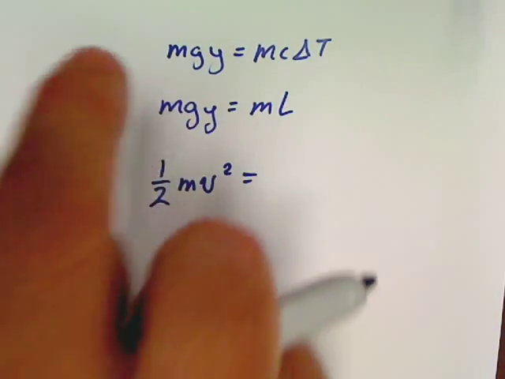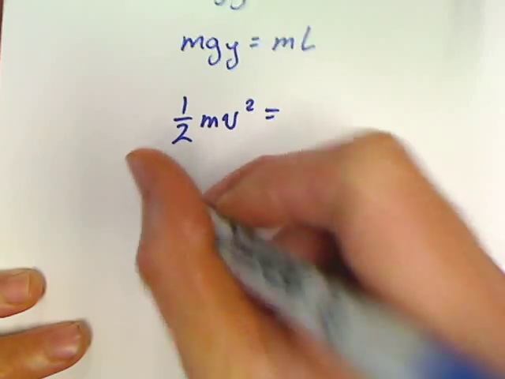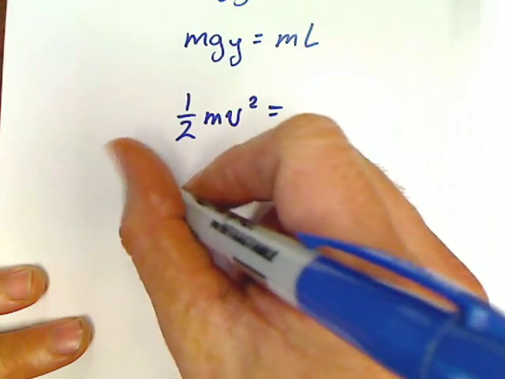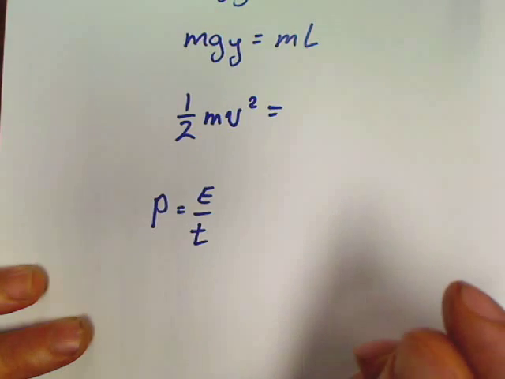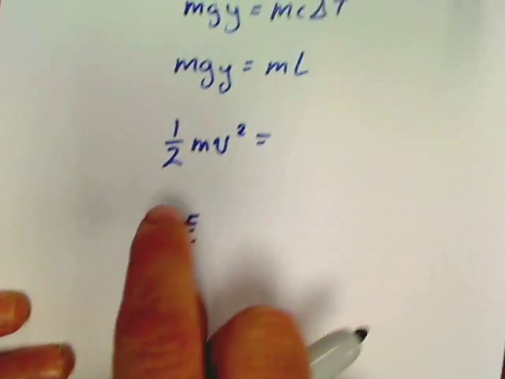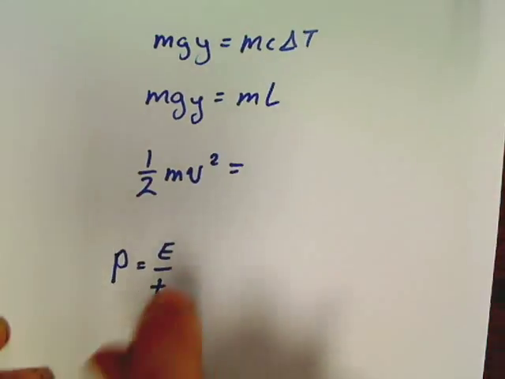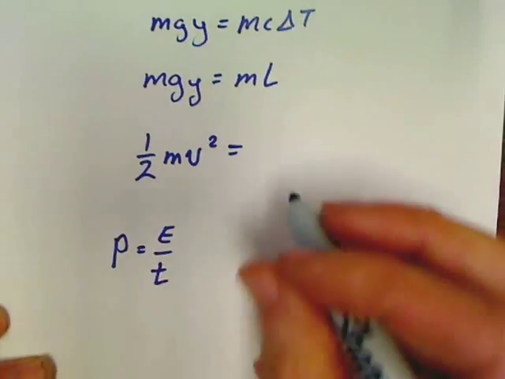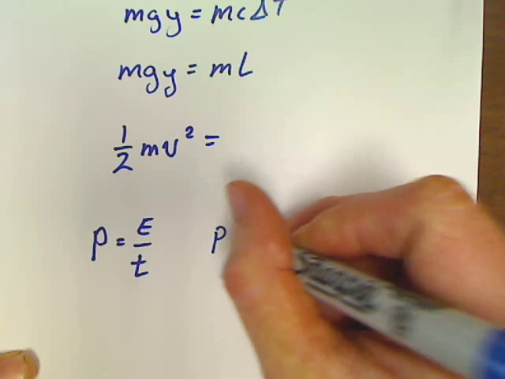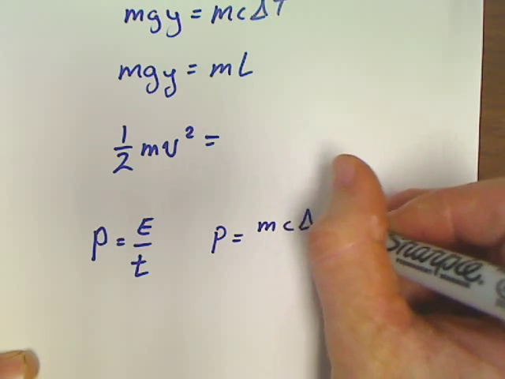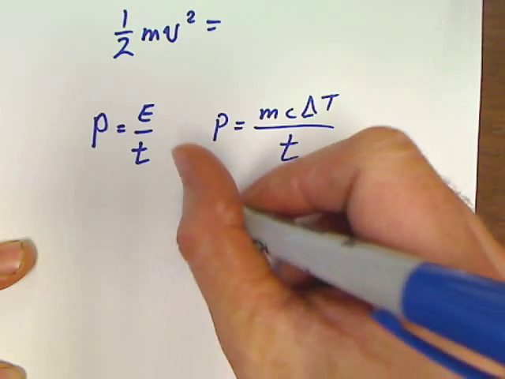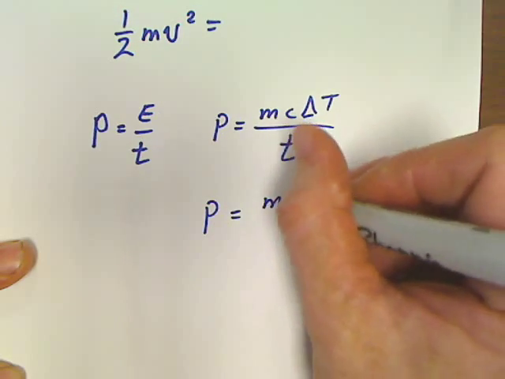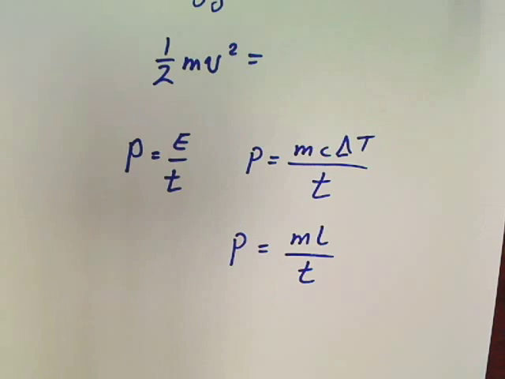Also, don't be shocked on the test if you have a power question. Well, just remember, power is energy over time. Well, so how does that apply to us? Well, remember, mc delta T, that is energy, heat energy. So that means on the test, you may either end up going mc delta T over time, or I might give you a question that says power equals ML over time. So either one of these 2 are possible on the test.